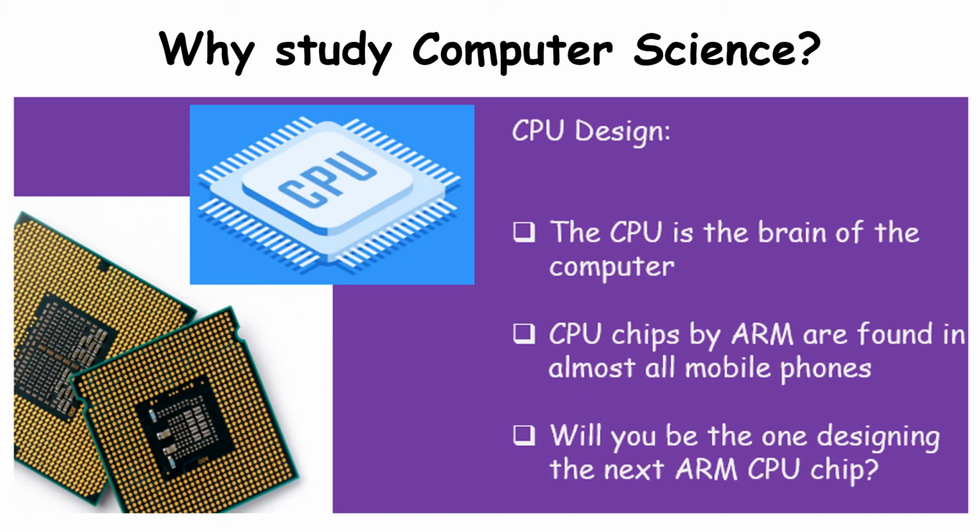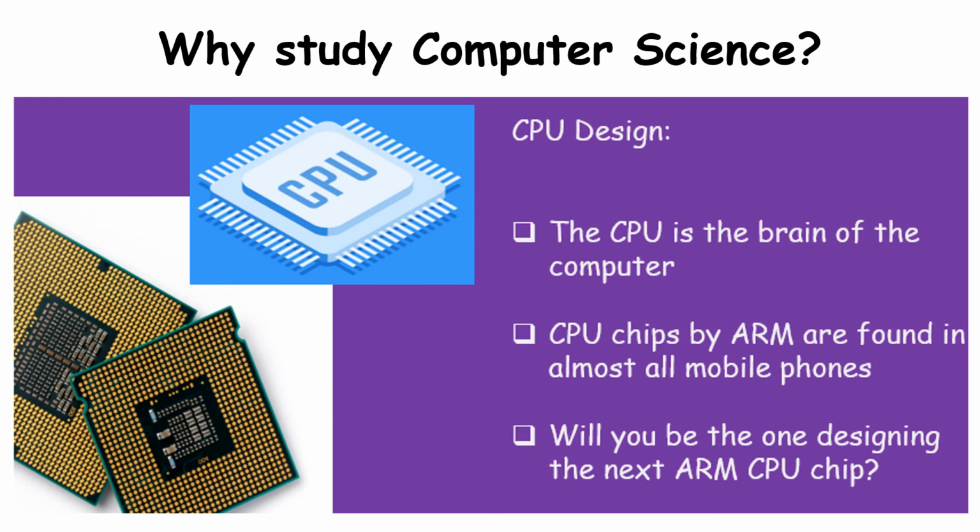We know from Key Stage 3, Year 7s, 8 and 9, that the CPU is the brain of the computer. It's the thing that deals with all the instructions and makes it work for us. Did you know that a foundation called ARM creates CPU chips? They're regularly referred to as ARM CPU chips. They're found in mobile phones as well as computers.